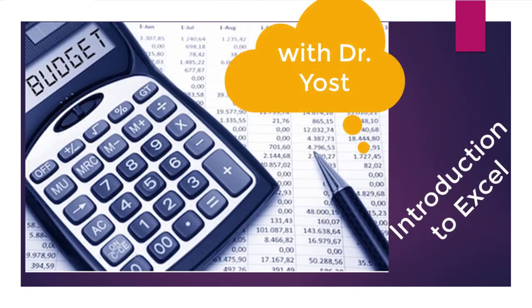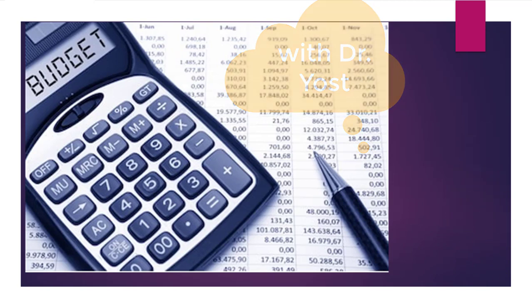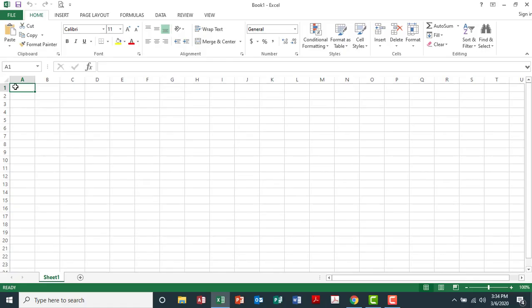So today we're going to look at using Excel. When we open up Excel, this document is actually called a workbook. So in Microsoft Word, we call it a document, but in Excel, this is a workbook. You'll notice that this workbook has a lot of similar features as Microsoft Word.